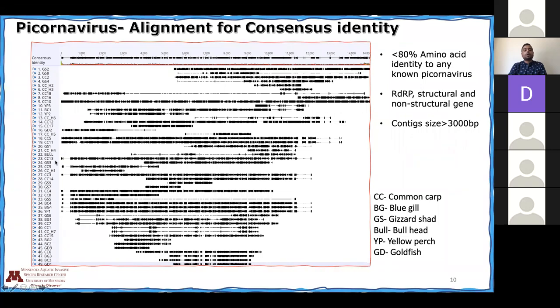So out of those, we found that there is one large virus present in the common carp, which has a genome of around 12,000 base pair. Normally, the reported picornavirus genome varies within 8,000 to 9,000 base pair, but there are still some recent reports of picornaviruses which are more than 12,000 base pair. So again, all these sequences contain both RNA-dependent RNA polymerase, and structural and non-structural genes of the viruses.